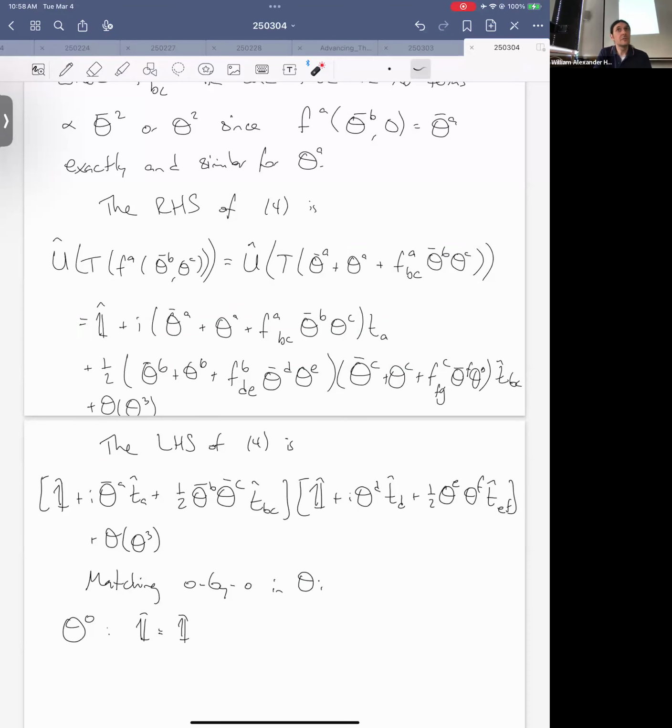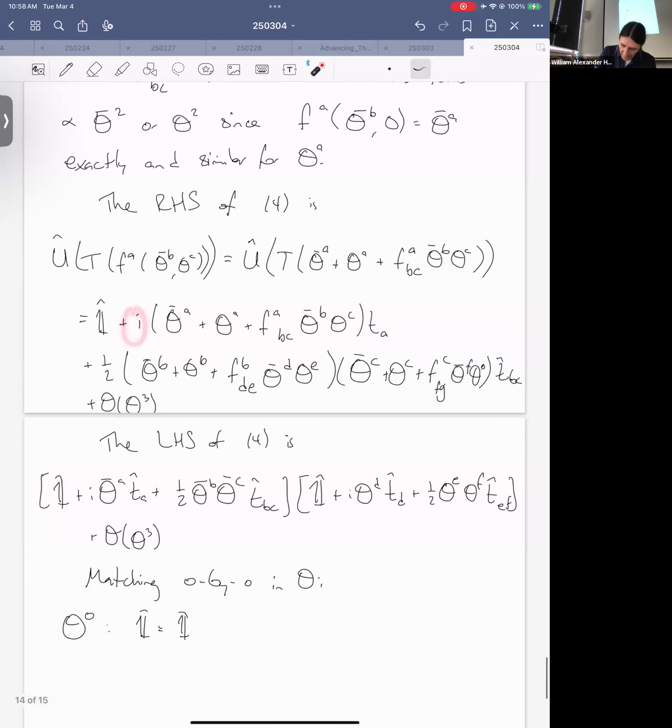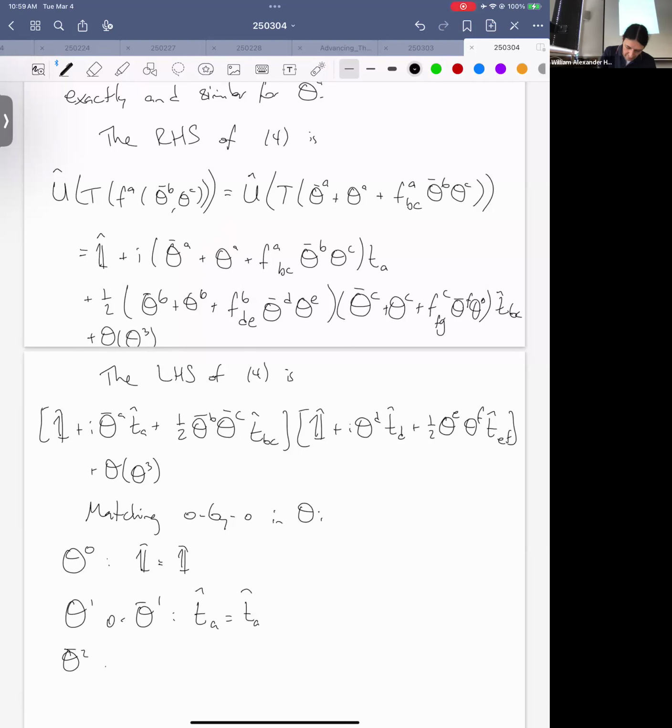Okay. Now let's go to linear order. So I have i theta bar A TA times the identity on the left, and on the right, I have 1 multiplying i theta D TD, and I have i theta A TA. I can just relabel A to D. So to order theta bar to the 1, I have TA equals TA, self-consistent. Great. Basically, I'm just saying that I've not learned anything. 1 is equal to 1, TA equals TA. Great. If I work out to theta bar squared, I'll get that TBC equals TBC.